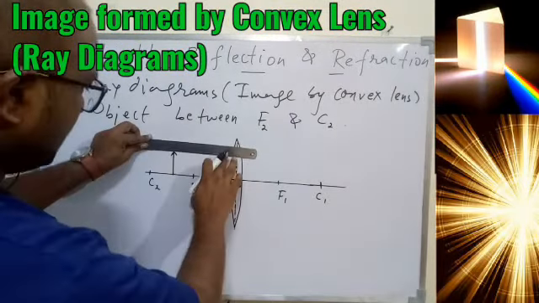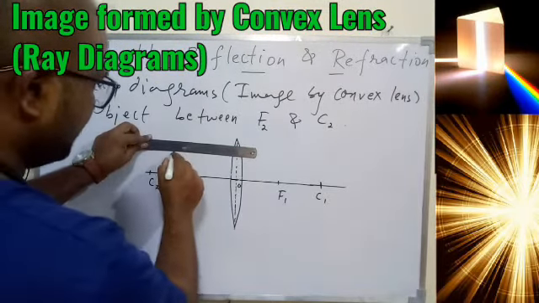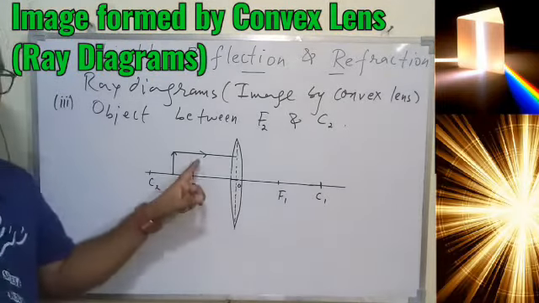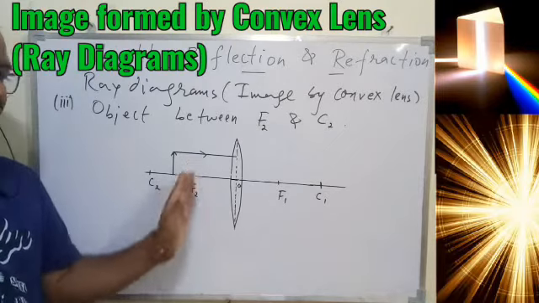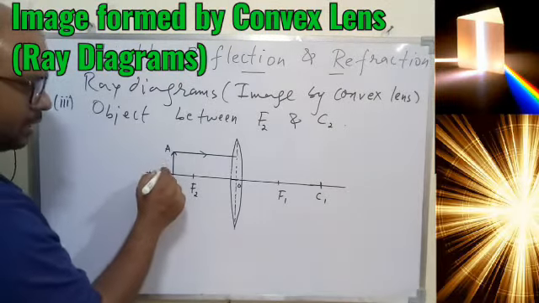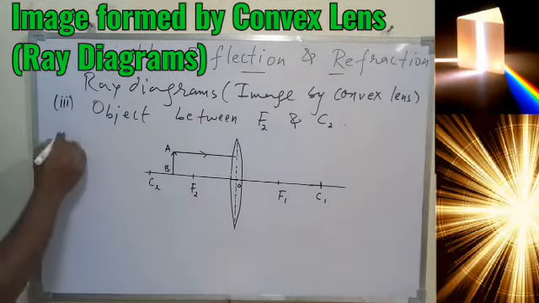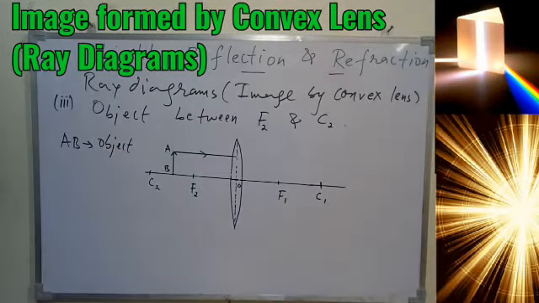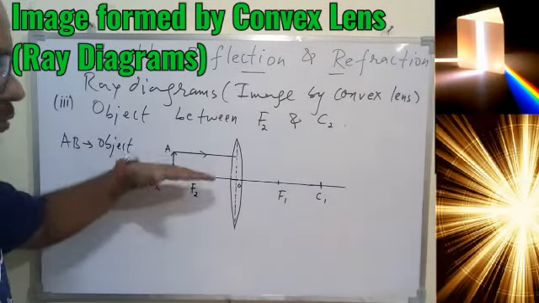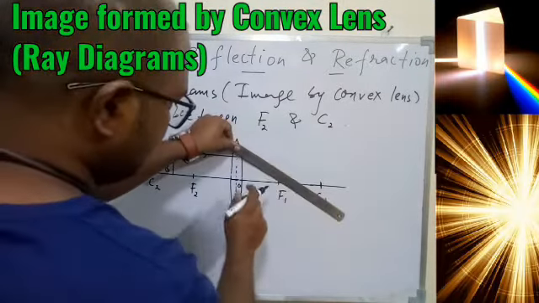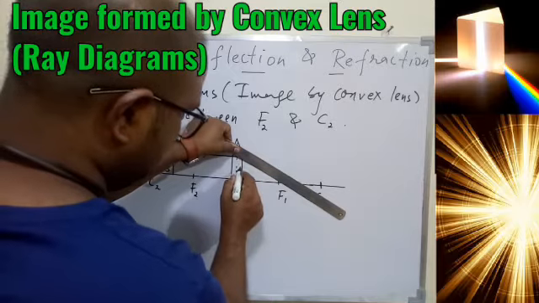Very first thing, we can take a ray of light parallel to the principal axis. The diagram should be neat and clean. Arrow marks should be there. Without the arrow marks, the ray diagram has no meaning. So this is my A and B, where AB is showing the object, and we are looking for the image. We know the ray parallel to the principal axis will pass through the focus on the other side. So let it pass through F1.